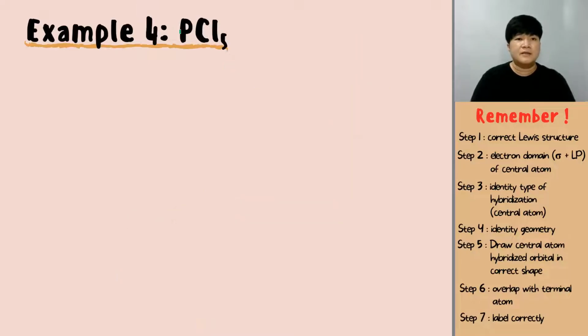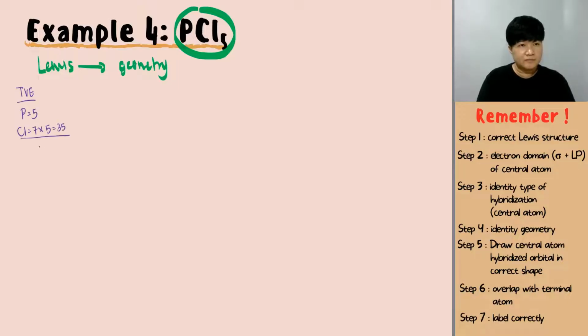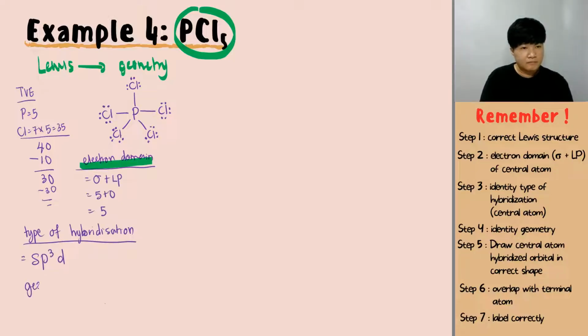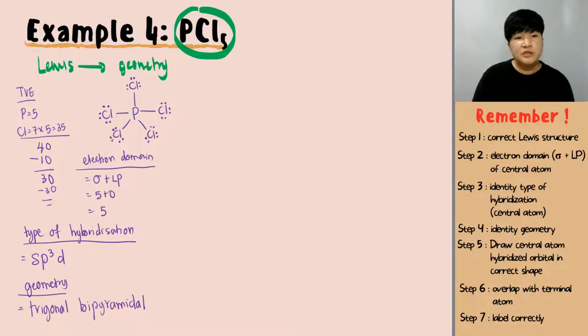Easy. Simple. Another example, we have PCl5, as always, starting off with your Lewis structure and moving all the way to your geometry. So, from the Lewis structure, looking at the central atom, you have determined the electron domain. The electron domain for your phosphorus in PCl5 is 5. And the type of hybridization determined by this electron domain is sp3d.